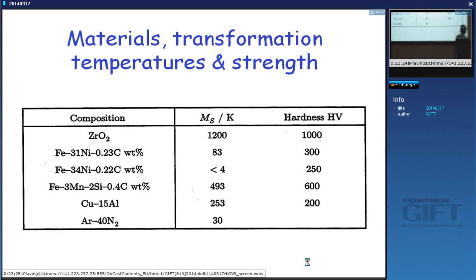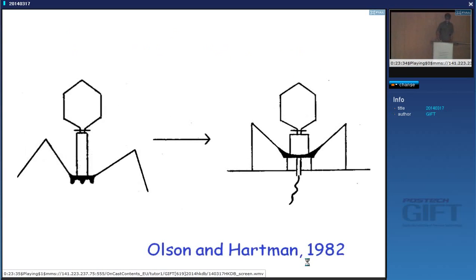Okay, so martensite does not have to be hard. It does not have to form at a low temperature. And I emphasize that martensite can form in many materials. We saw copper-zinc alloys, copper-aluminium alloys, argon-oxygen solid solutions, and so on. This is martensite in life. Okay, so do you know what this is?